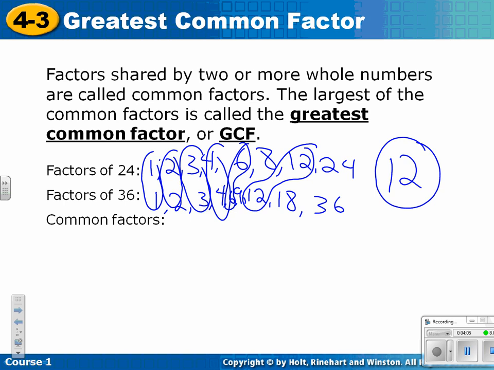Honestly, what if we happen to miss 12? Then our answer would have been 6, and we would have struggled. This is easy to do, but it's easy to make a mistake, isn't it? Because it's easy to miss one of these.